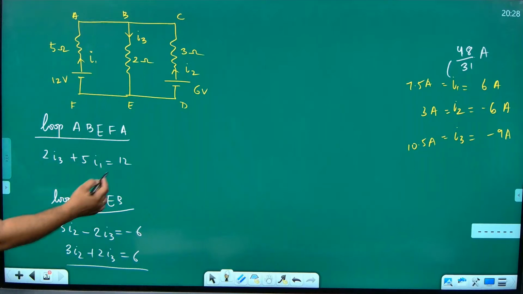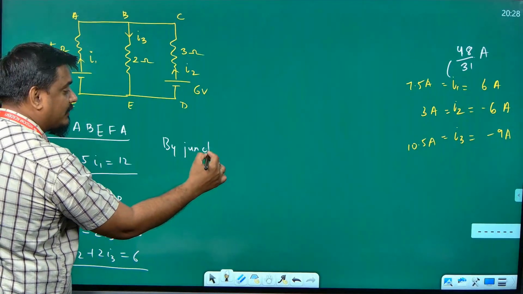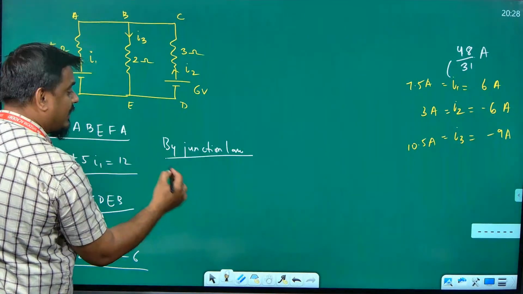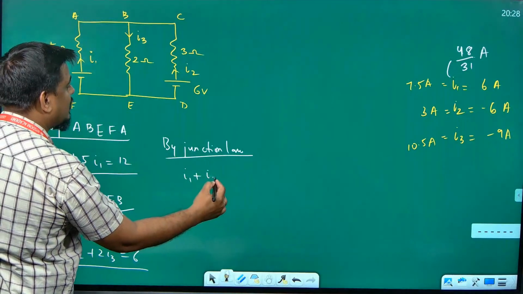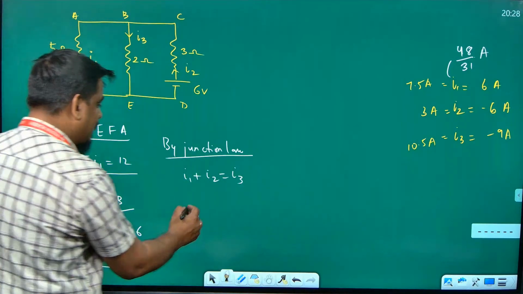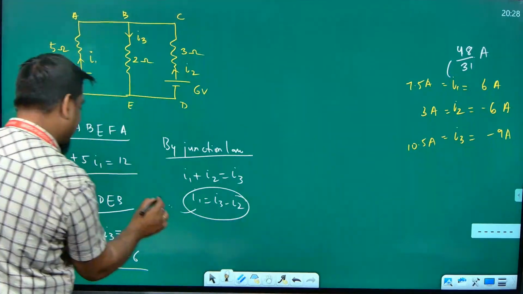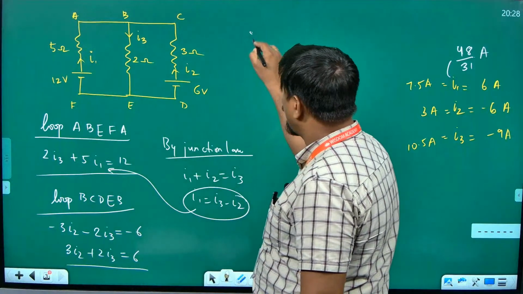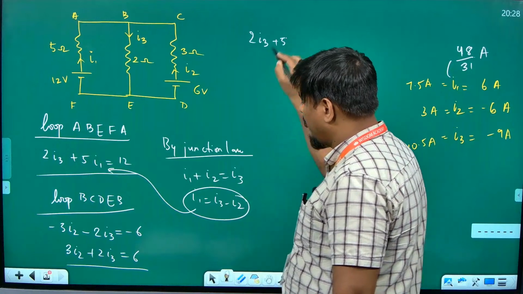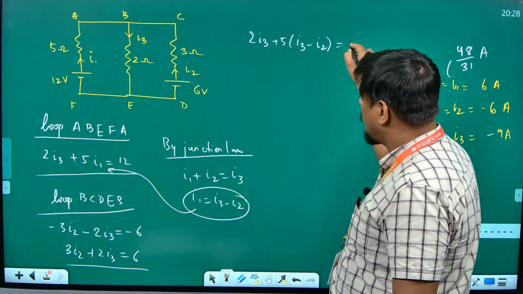I have one equation, I have another equation. I can make a third equation by junction law. By junction law, what I can make? I can make I1 plus I2 equals I3. So now I will replace I1 here in terms of I2 and I3. Can I do that? Because I1 will become equal to I3 minus I2. If I substitute this here, then I am going to get 2I3 plus 5 times I3 minus I2 is equal to 12.